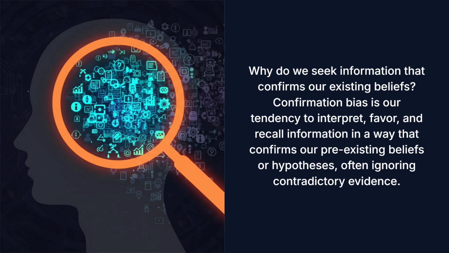Confirmation bias is a pervasive cognitive bias that leads us to selectively seek out and interpret information that supports what we already believe, while dismissing information that challenges those beliefs. This can lead to echo chambers, reinforce stereotypes, and hinder objective decision-making. For example, someone who believes a particular product is superior will actively look for positive reviews and dismiss negative ones, solidifying their initial conviction.